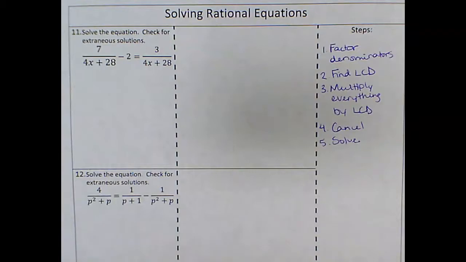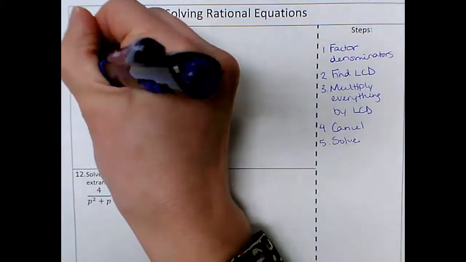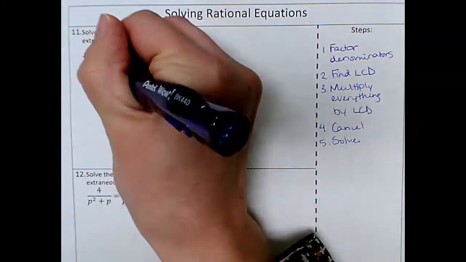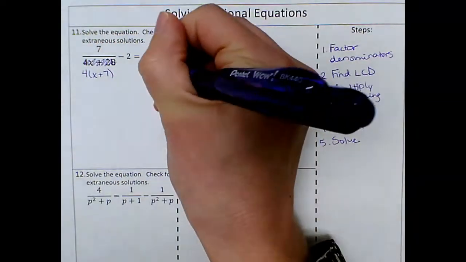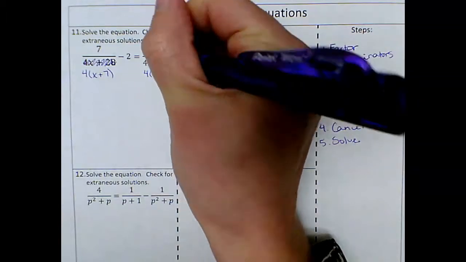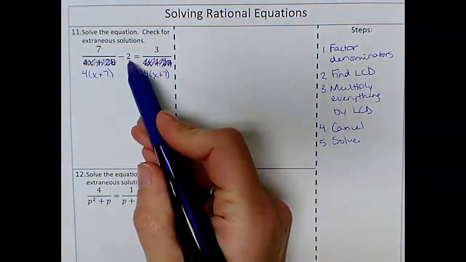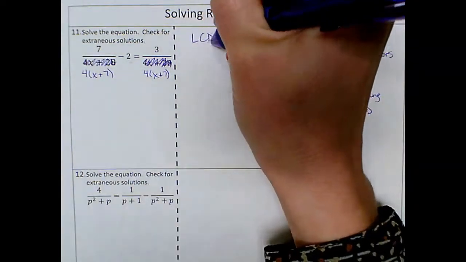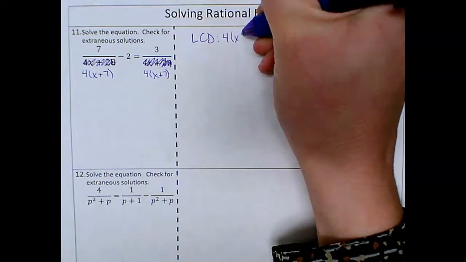So when I factor my denominators, it's a binomial. I can take out a GCF of 4. That leaves me with x plus 7. So this is now gone and it's replaced with 4 times x plus 7. Same thing here. Those are my only two denominators. This denominator is 1, so it really doesn't have anything to contribute to the LCD. So my least common denominator is 4 times x plus 7.